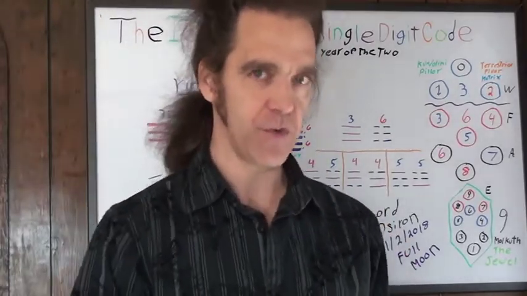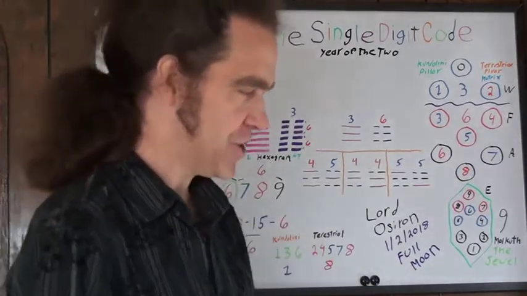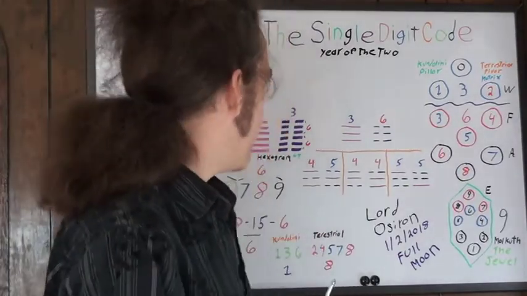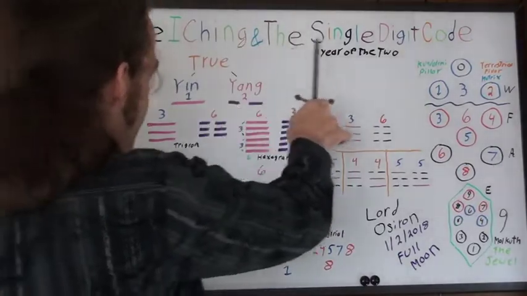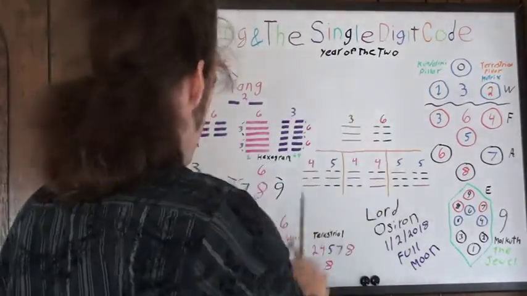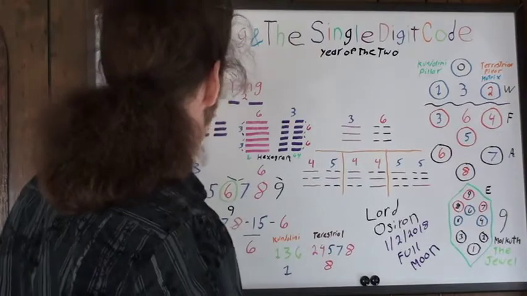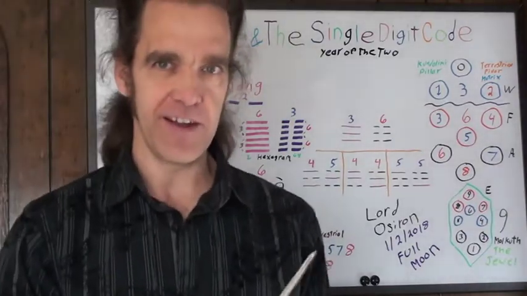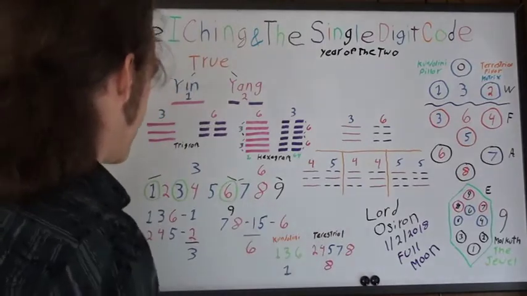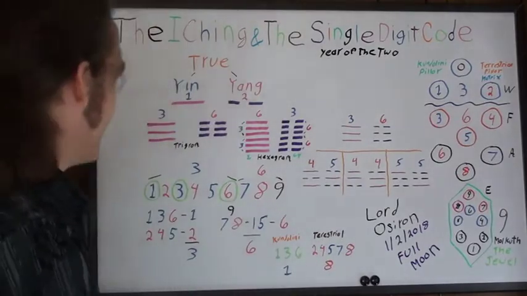There's a couple of ways I'm working on that, and I'm not finished yet. It's going to take a while. But so that is that. So this is the I Ching and the single digit code, the year of the 2. And you'll also notice I got some new markers. And look at all the colors on this. I'm using all kinds of crazy colors. See, I kind of messed up a little bit with this.